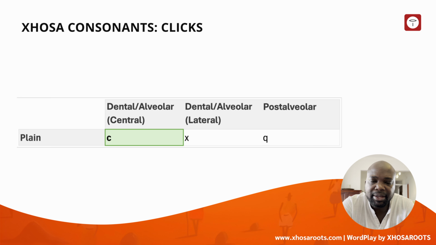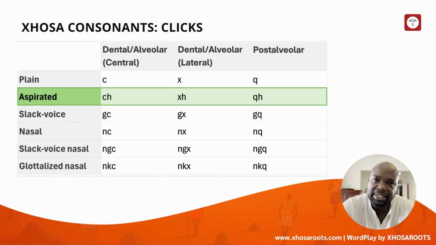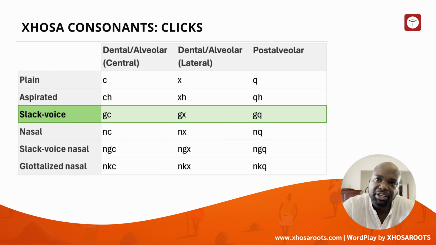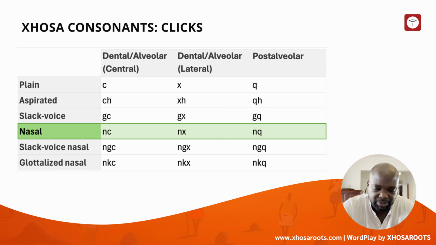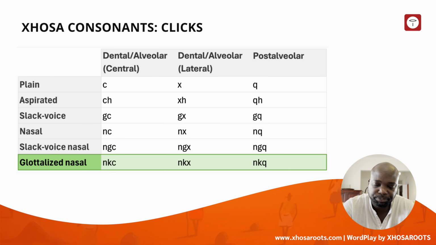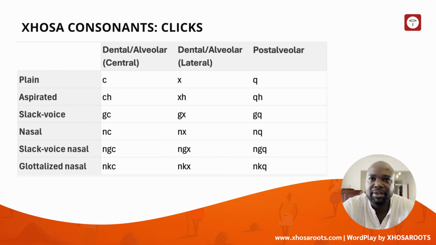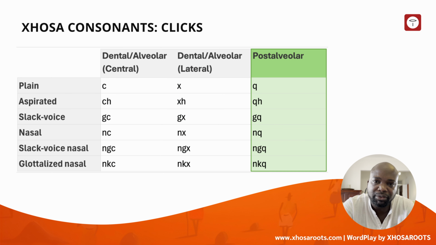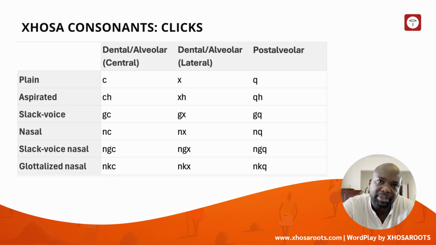And all these clicks have the same variations. That is, they have the aspirated version, the slack voice version, the nasal version, the slack voice nasal, and then the glottalized nasal. So in essence, there's one plain click with 5 variations, making it 6 per each type of click: dental, lateral, and postalveolar. Each has 6, which is what makes up the 18 clicks in total in the Xhosa language.